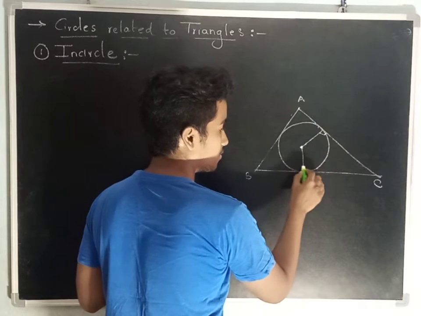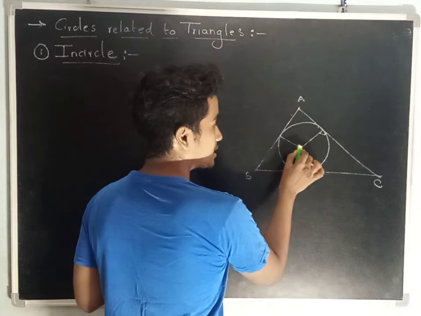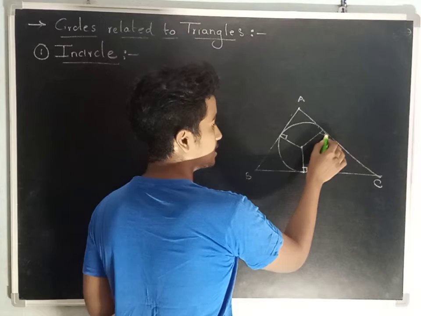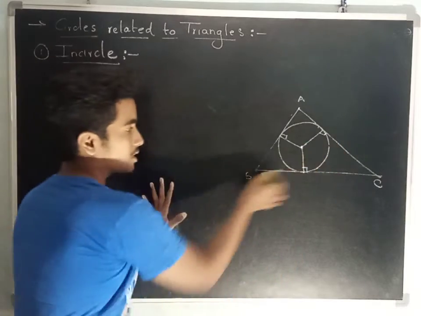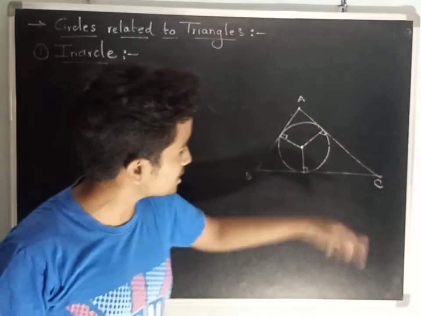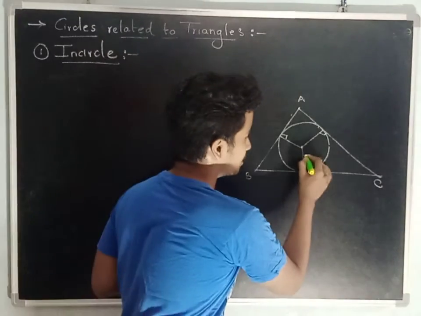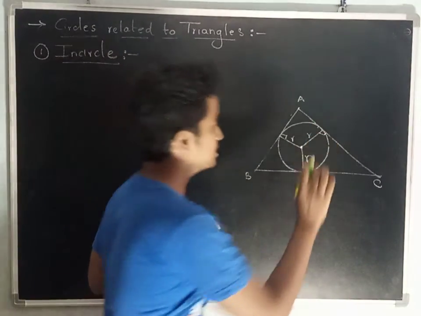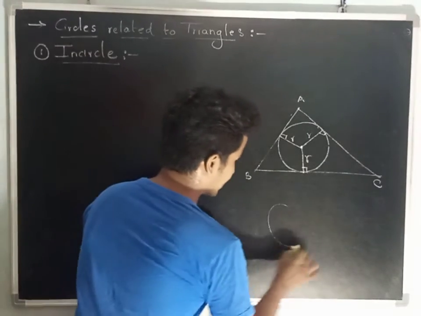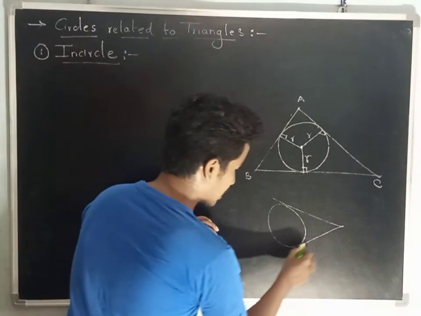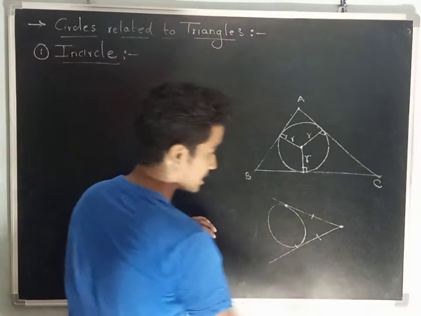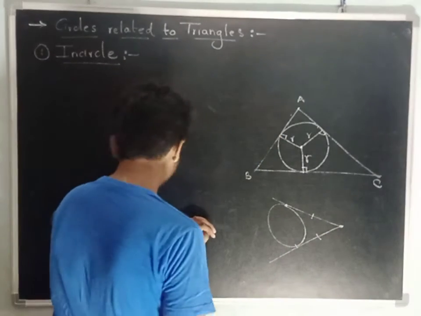When I join the point of intersection of the tangent and the boundary of the circle, these are perpendicular to the sides of the triangle, right? It's nothing but the radius of the incircle. Okay. And for a triangle, when two tangents are drawn from a point, their lengths are going to be equal.